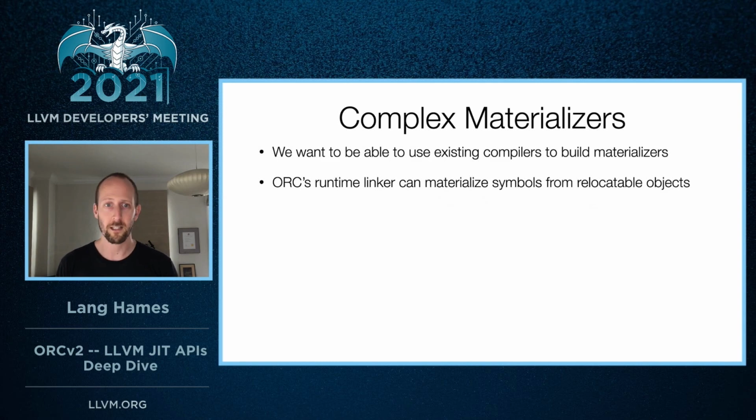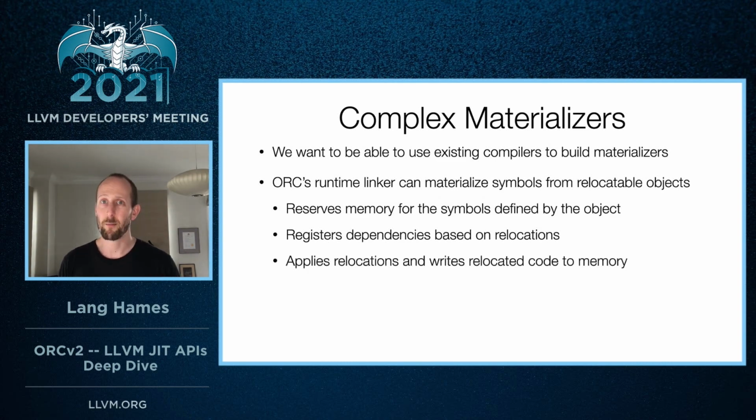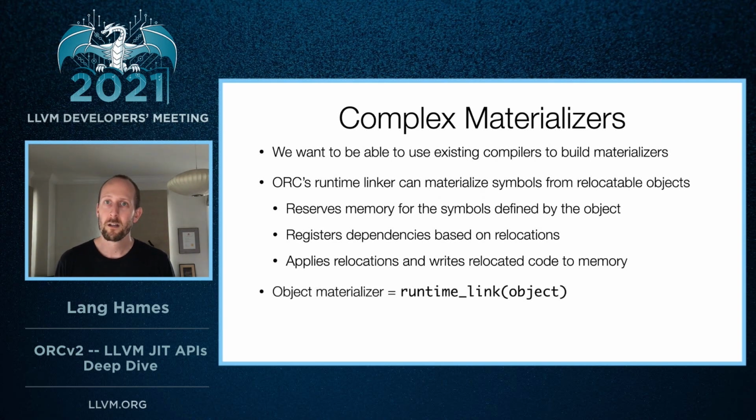We'll look at this in more detail later, but there are three steps required here. First, we reserve memory for the symbols defined by the object file. Then we register the dependencies that are embedded in the relocations of the object file. And finally, we apply those relocations, write the relocated memory to the executing process, and then tell ORC that we're done. So if you have an object file that defines the symbols that you want, a materializer for those symbols is the closure that runs runtime link on that object file.